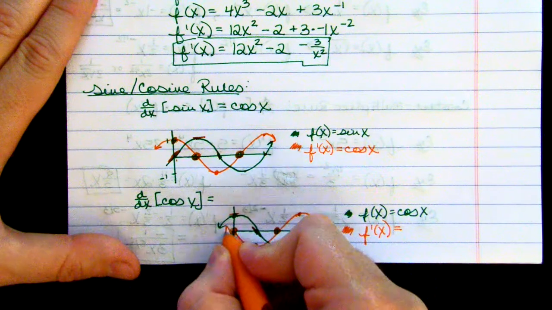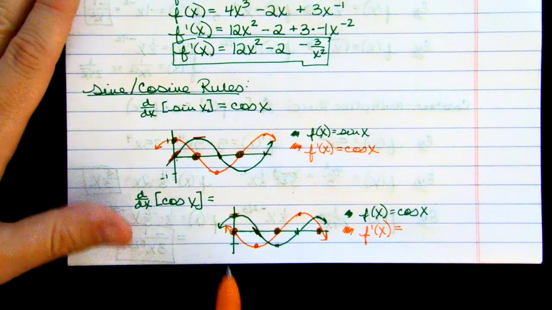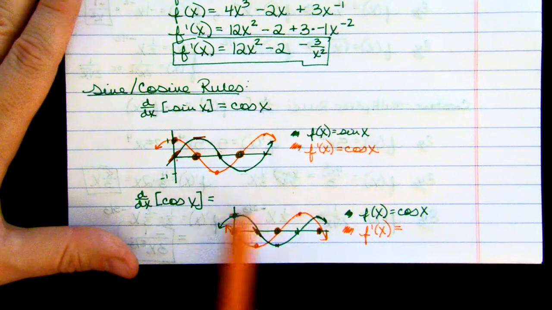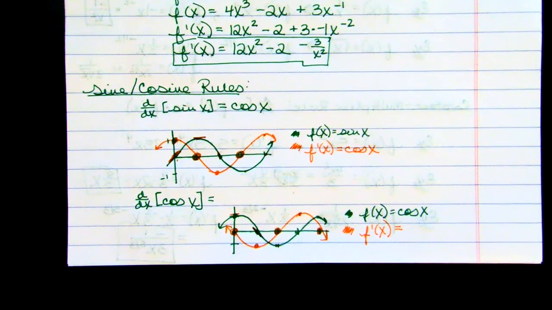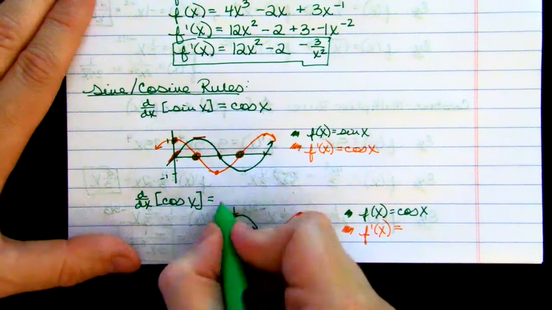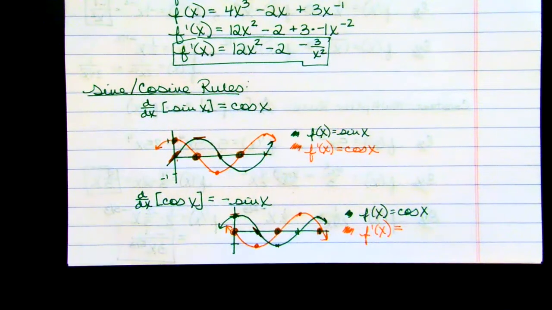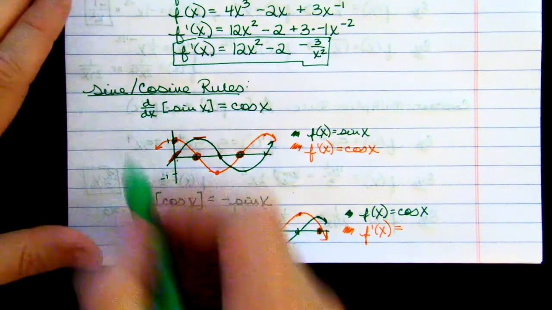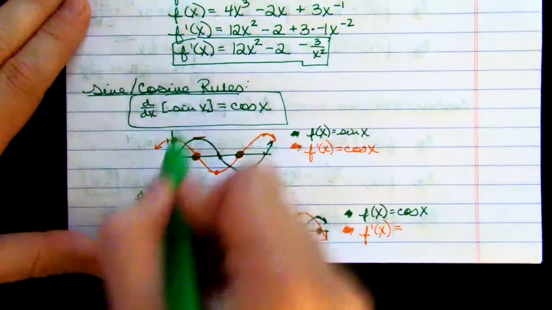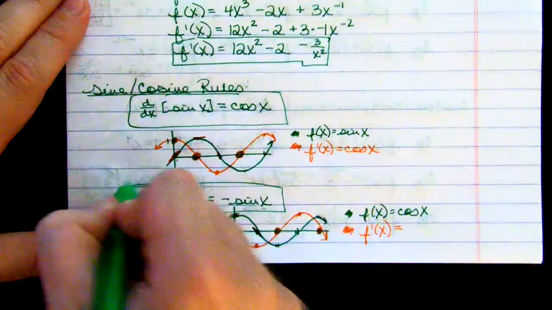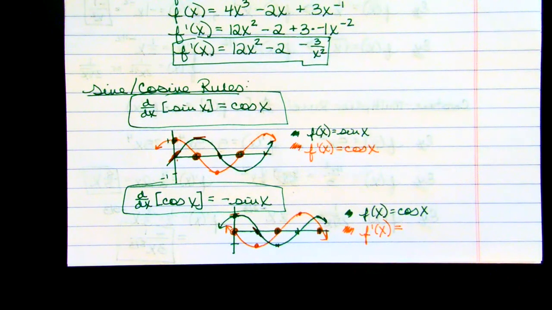You were probably expecting sine x. This isn't quite the sine of x. What did I just trace out? What's that the graph of? Hopefully you said negative sine x. The derivative of the sine of x is cosine x, and the derivative of the cosine x is negative sine x. Derivative of the sine of x is cosine x. Derivative of the cosine of x is negative sine x.